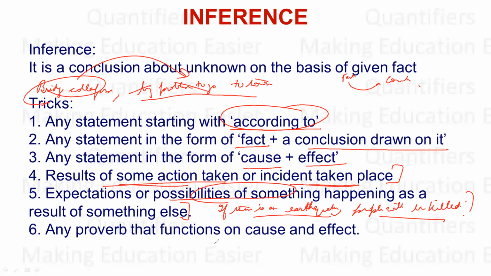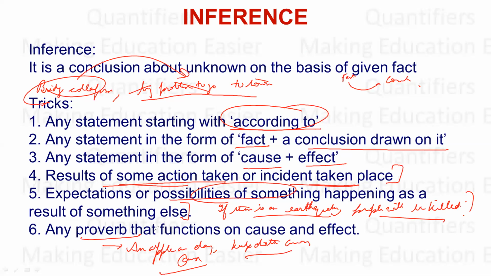Now let's see any proverb that functions on cause and effect. For example, very simple: an apple a day keeps the doctor away. This is a proverb that functions on cause and effect. What is the cause? That you eat an apple a day. And what is the effect? It keeps the doctor away.